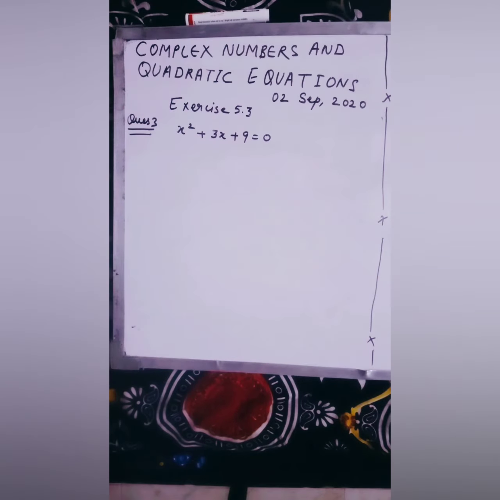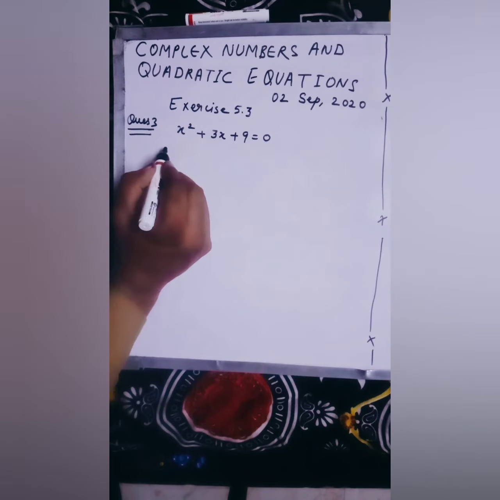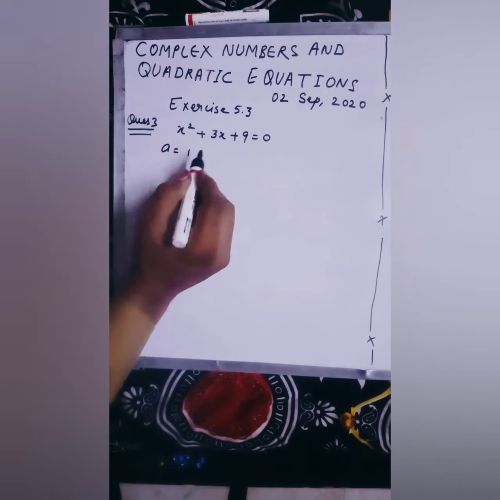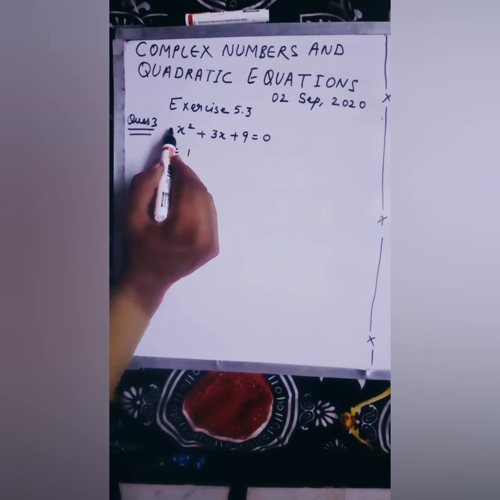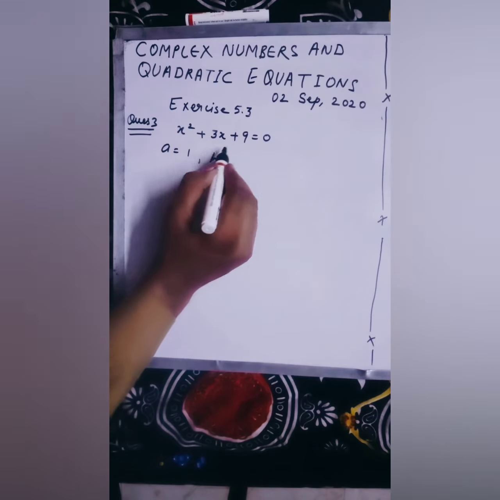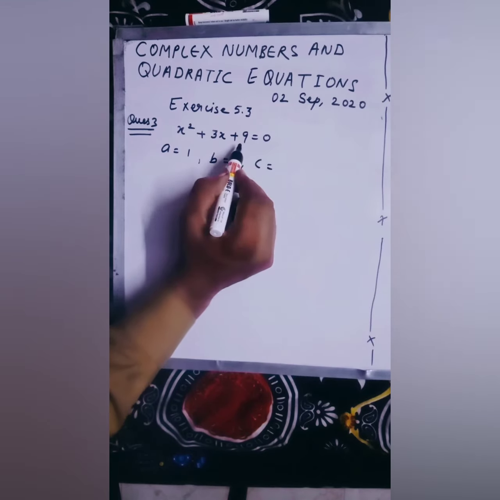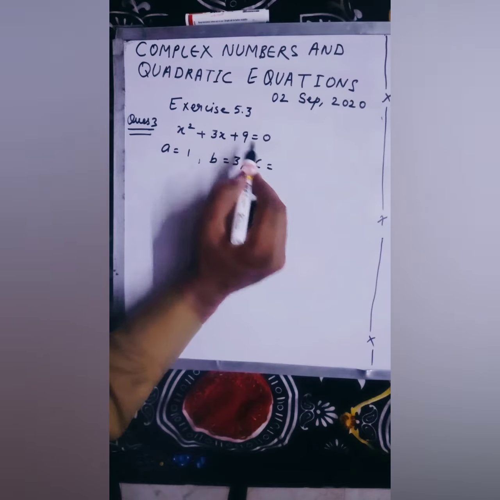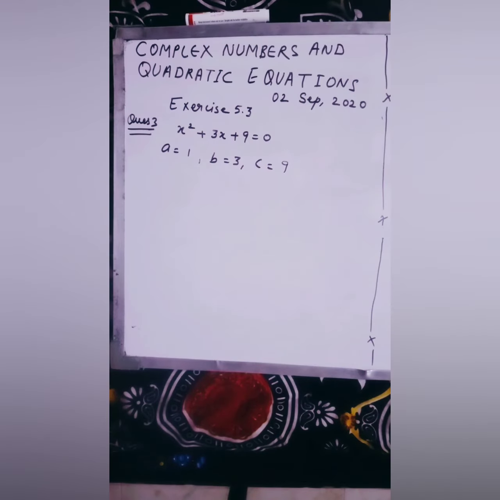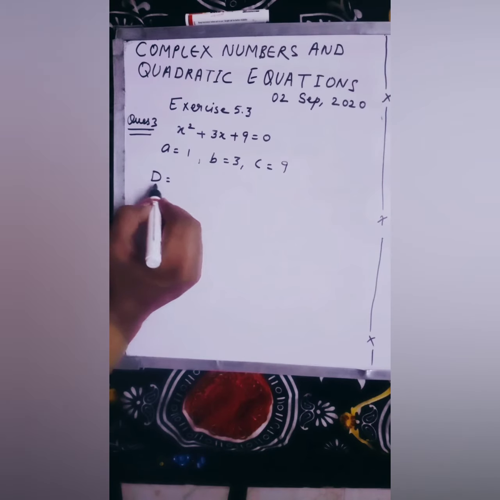Okay, see how you can solve this. Here this equation is given to you. Your a will be 1. A will be the coefficient of x square, so your a is 1, and b is the coefficient of x, that is 3, and c is the last term, that is 9. Okay, so first of all you have to find out d. D is known as the discriminant.